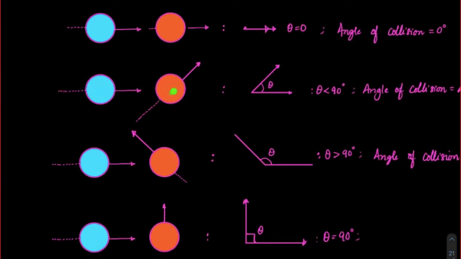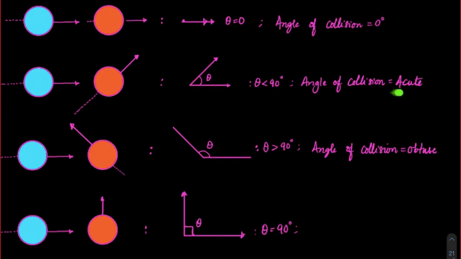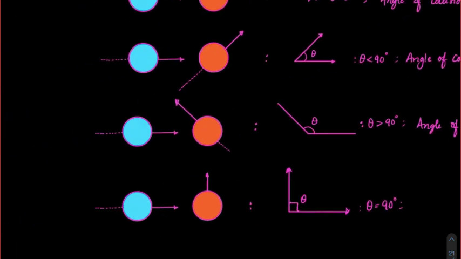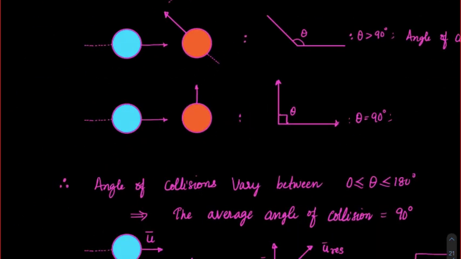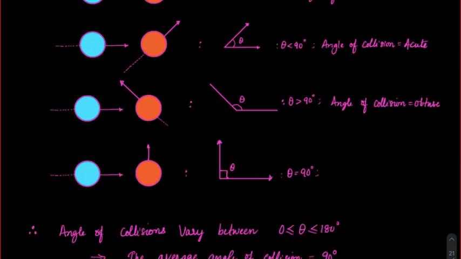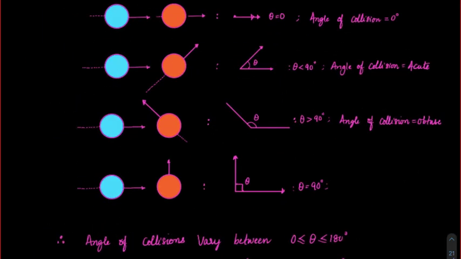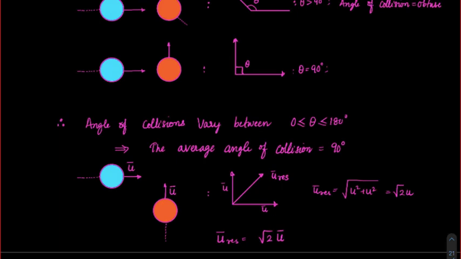Now if one particle is going at some angle and the other particle is trying to hit it, then the angle made would be some theta, an acute angle which is less than 90. If it is going the other way, it will make an obtuse angle. Or if one particle is going this way and the reference particle is hitting it this way, then it will make an angle of 90 degrees. So out of all these, what we have observed is that the angle of collision will only vary between 0 to 180 degrees.